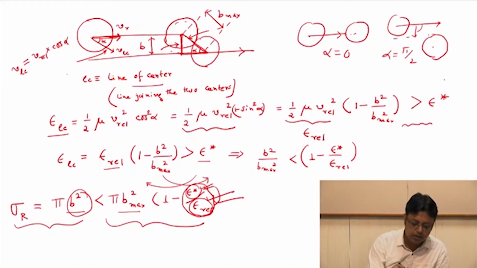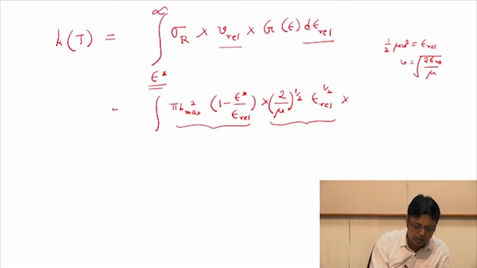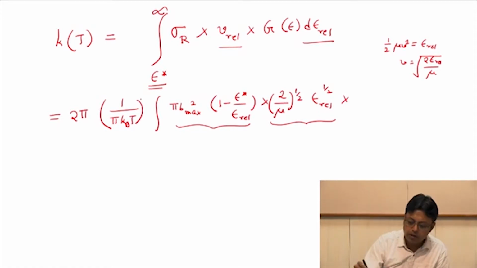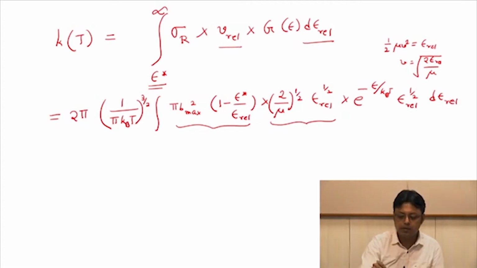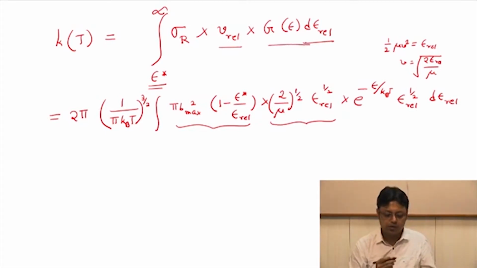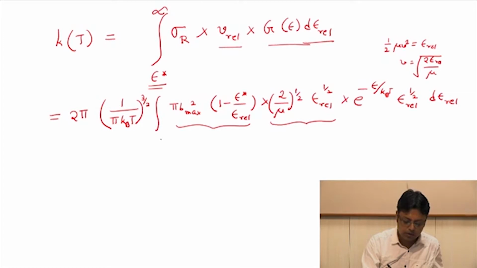There are some constants, we can write them at the beginning: 2 pi times 1 by pi kBT raised to the power 3 by 2, and then e to the power minus epsilon by kBT, epsilon to the power half. These are all relative epsilon, d epsilon. So that is the expression for g epsilon d epsilon. So let us now calculate it. The lower limit is epsilon star, the upper limit is infinity.